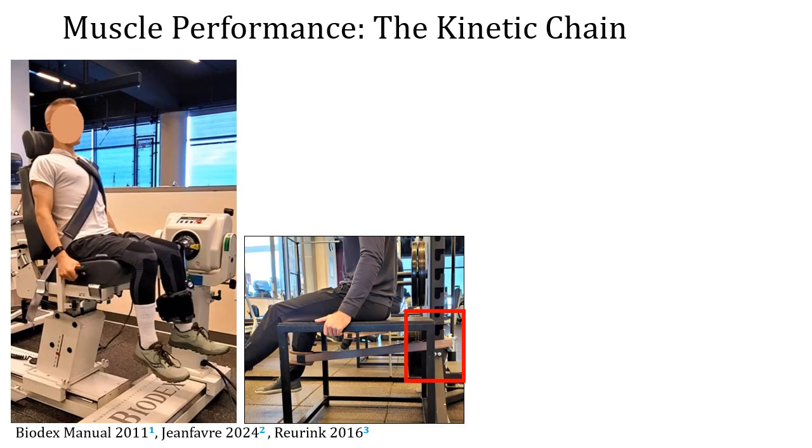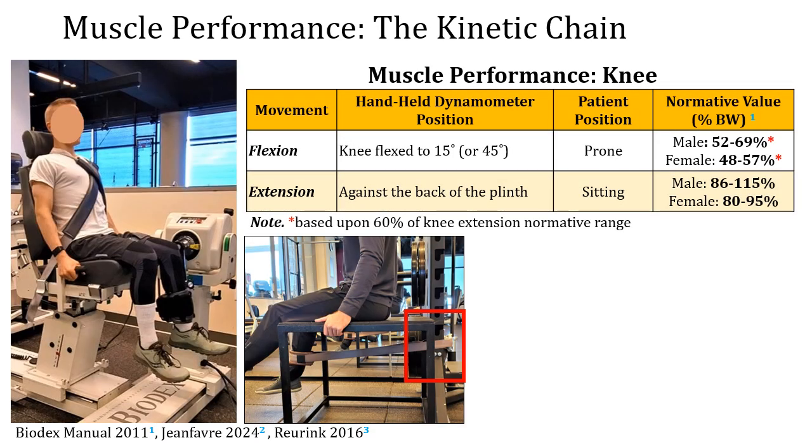And then same for the knee. Again, whether you use an isokinetic dynamometer or a handheld dynamometer, your knee flexion angle is going to be flexed to 15 or 45 degrees. Usually putting them in prone is an easy way to do it, even though the hamstring's in a relatively shortened position at the hip, and you can generate normative data based off their percent body weight, and you get a range here for males and females respectively.